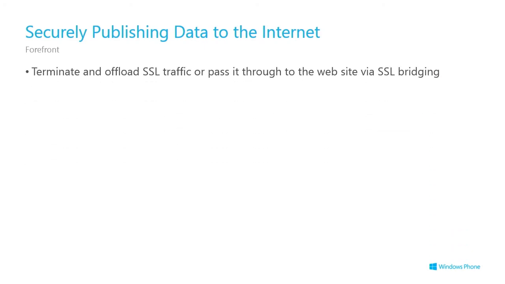You have the choice of either terminating and offloading that. You can terminate and offload the SSL traffic, because of course you're wrapping your data in transit in SSL as it's coming through. You can terminate that at UAG if you want to, and then have it non-encrypted going back to the load balanced servers, or you can use SSL bridging and just pass that SSL all the way through.